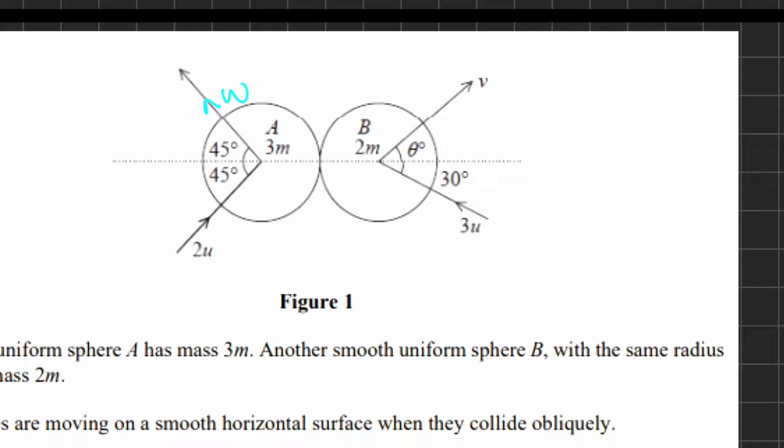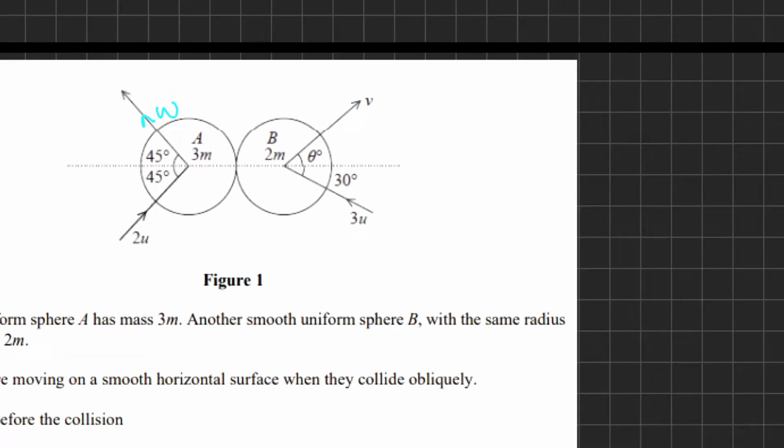Now, if we do some resolving perpendicular to the line of centers, we know that the initial and final components are the same because velocity never changes perpendicular to the line of centers. It only changes parallel. So we can form the equation 2u sine 45 equals w sine 45. And we can cancel out the sine 45s. So in essence, 2u equals w. So we can now replace this w with 2u.